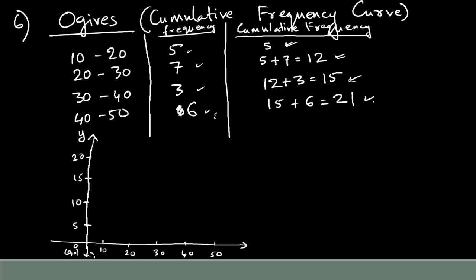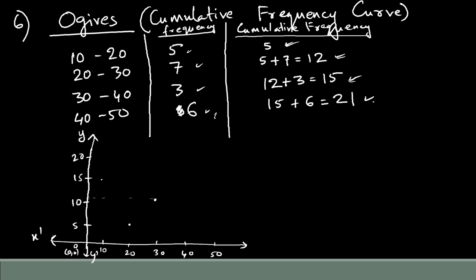This is your y dash. This is your x dash. Alright. So 10 to 20 is 5, so you have to mark this point first. 10 to 20 is 5. Just mark this point. 20 to 30 is 12, so this will be something above 10. So let's say this point. This is the 20 to 30 point.